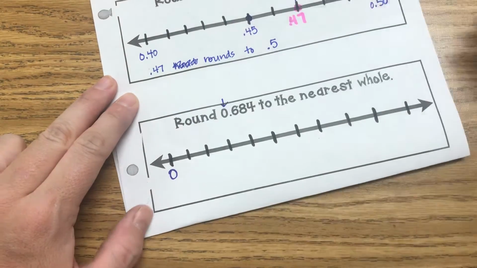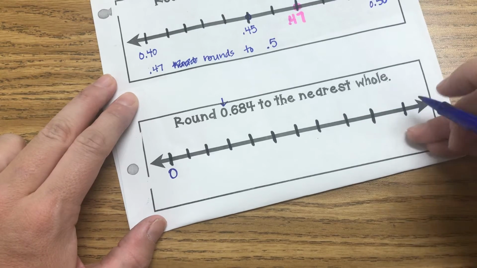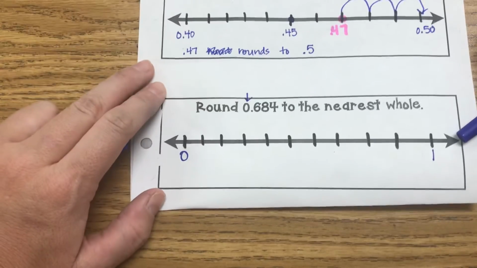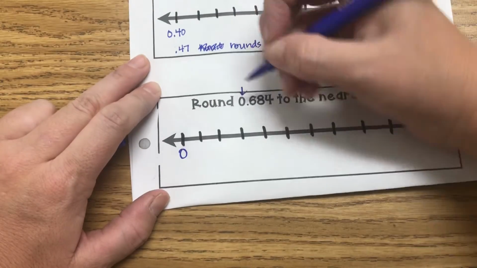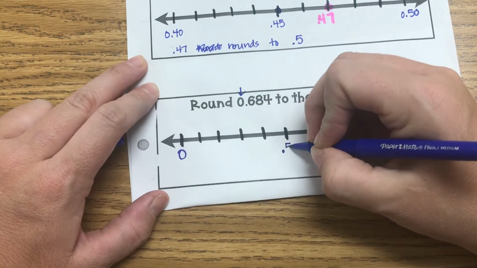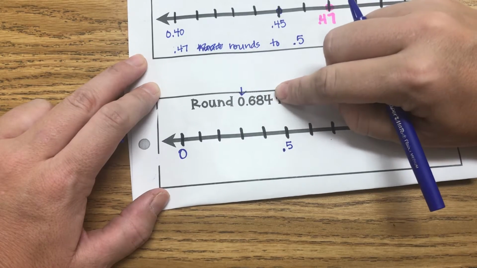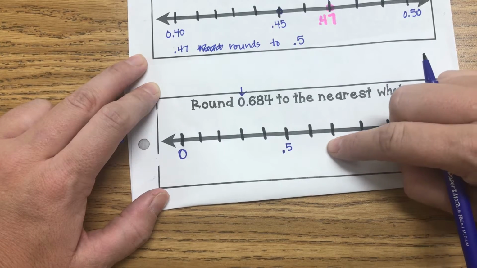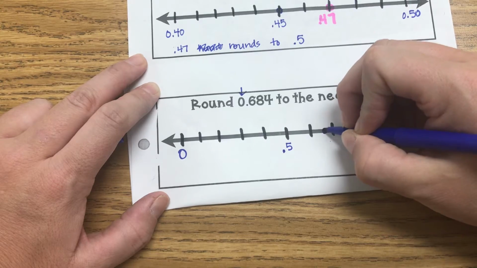And so that's going to be 0. And our right benchmark is always going to be the next number up. So in this case it is going to be a 1. We are going to find our halfway point, and we're going to use tenths, so we'll focus on this place value. So this place here is going to be 5/10. When I look at this number, 684 thousandths, I know it's going to fall between 6/10 and 7/10. And it's going to fall about right here.